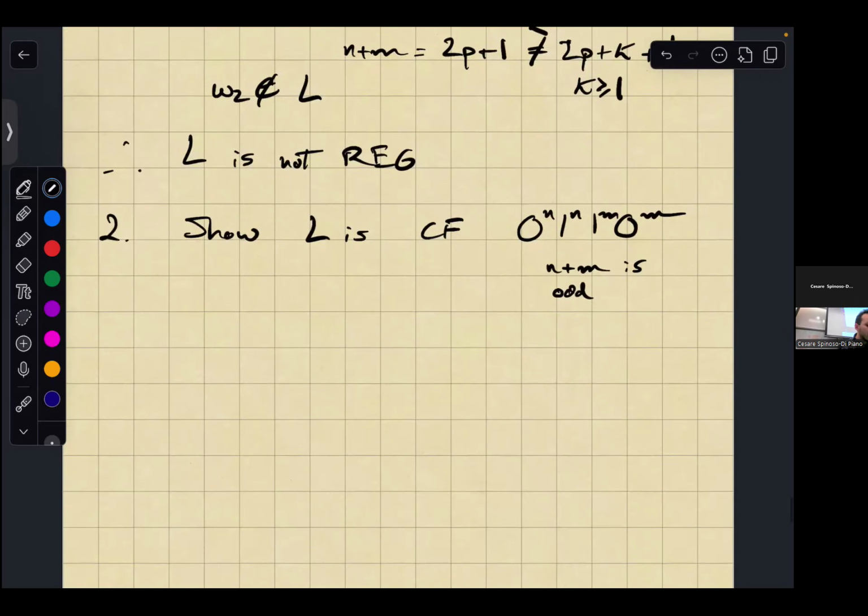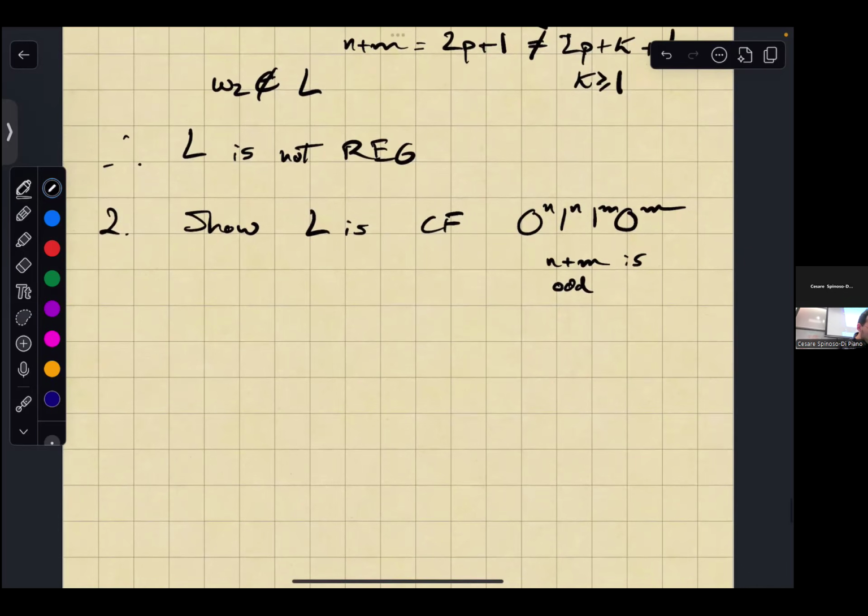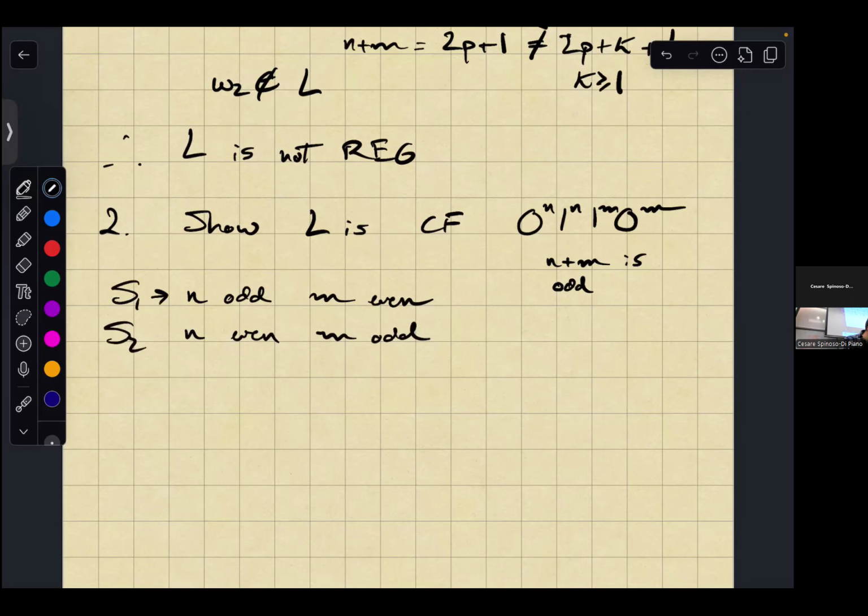Like I said before, this thing about n plus m being odd just means that I have to have two cases, right? So I need the case where n is odd and m is even, and the other case where n is even and m is odd. I'm going to use S1 for this and then S2 for this. So S gives me S1 or S2.